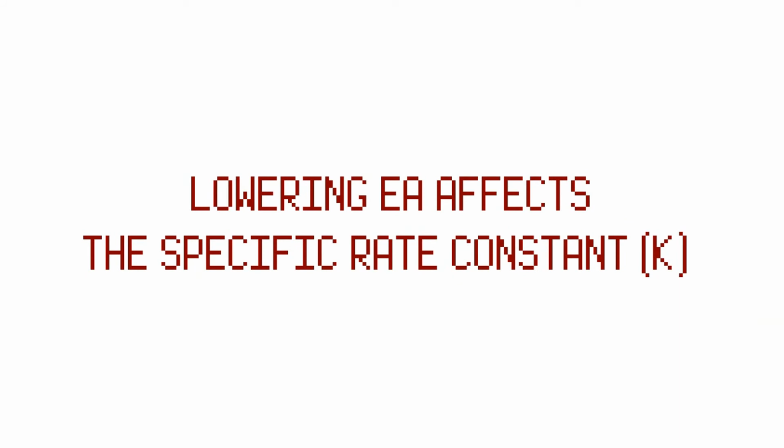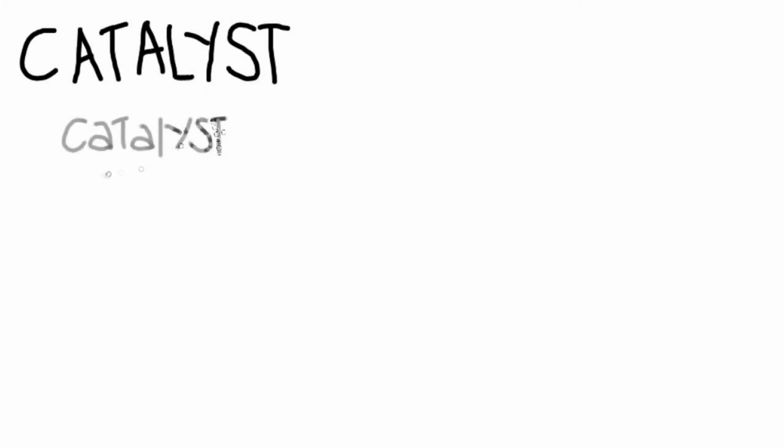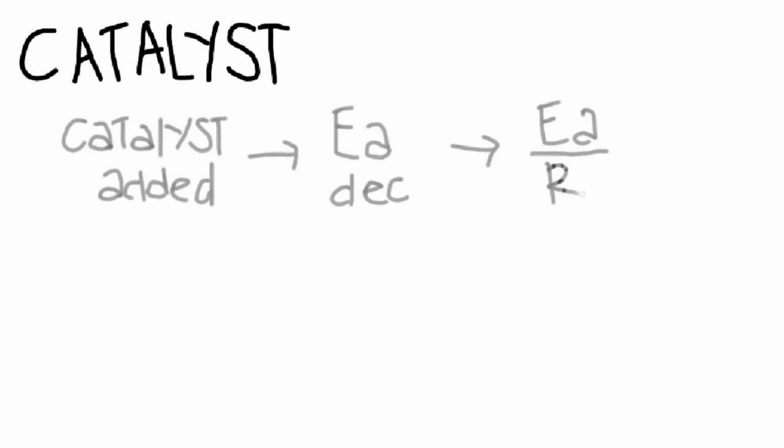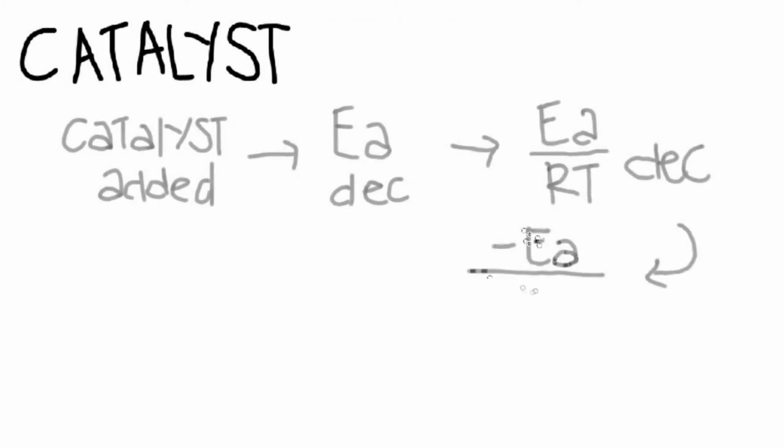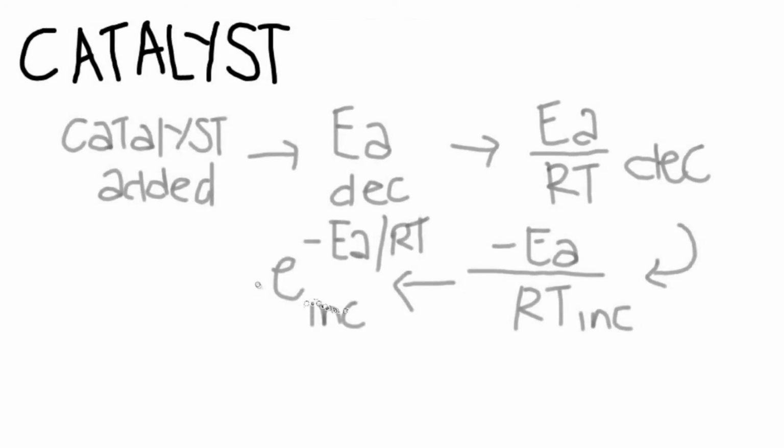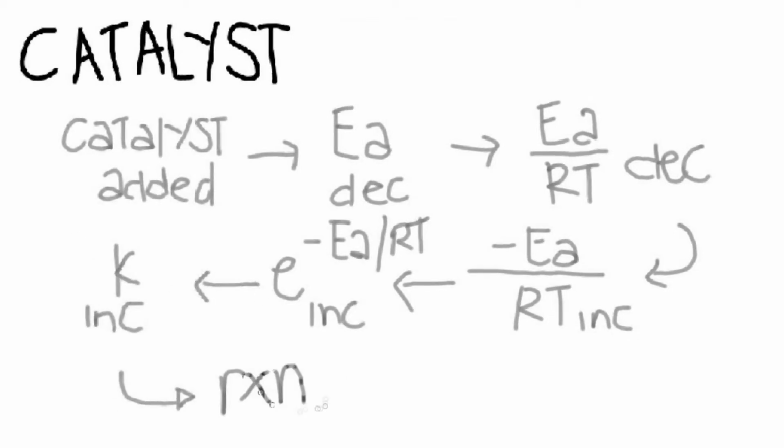Lowering the activation energy has an effect on the specific rate constant. The effect of a catalyst on a system can also be shown through the Arrhenius equation. When a catalyst is added onto a system, the activation energy decreases, so Ea over RT decreases, and negative Ea over RT increases. So, e raised to negative Ea over RT also increases, which makes k increase and the reaction speed up.